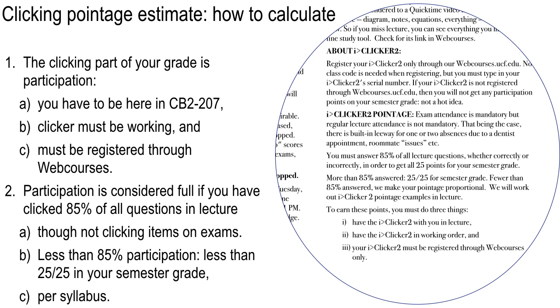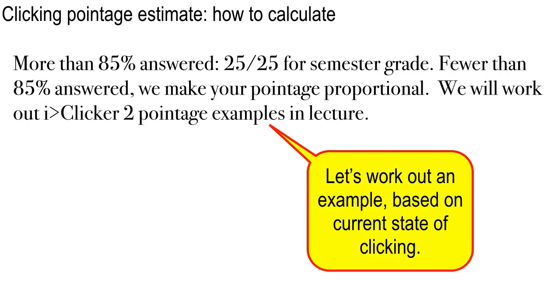Now, if you have less than 85%, then we have to calculate your grade proportionally. You'll get less than 25 out of 25. And that is actually what we are going to do. Here's the pull quote. This is the money quote from the syllabus. More than 85% answered, 25 out of 25 for the semester grade. Fewer than 85% answered, we make your pointage proportional. And then I say in the syllabus, we will work out iClicker 2 pointage examples in lecture. And that is what we're going to do this morning.